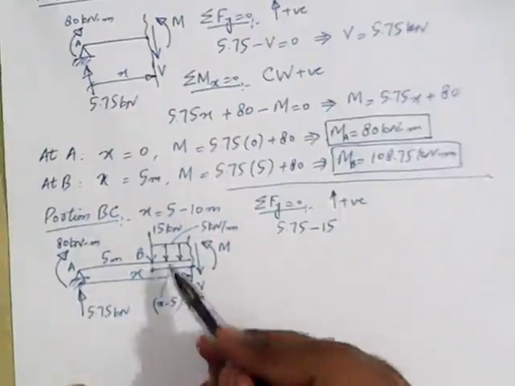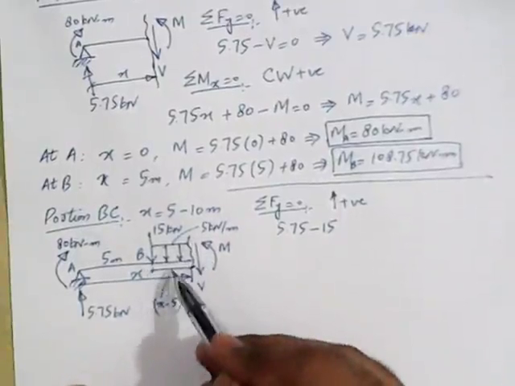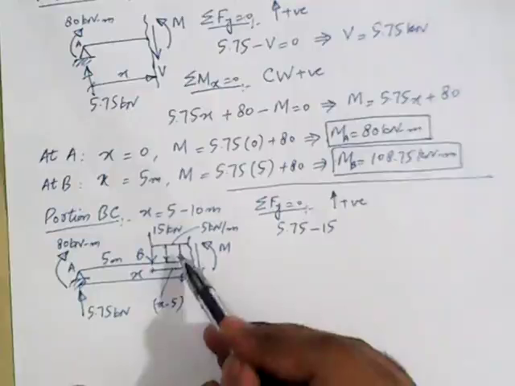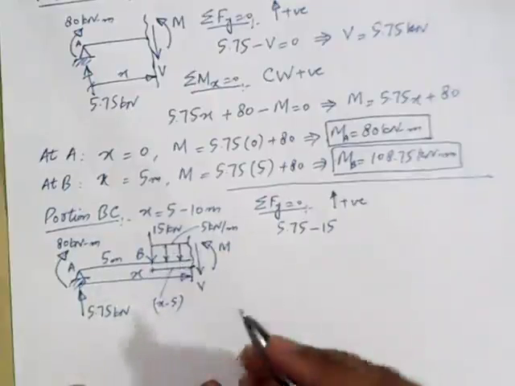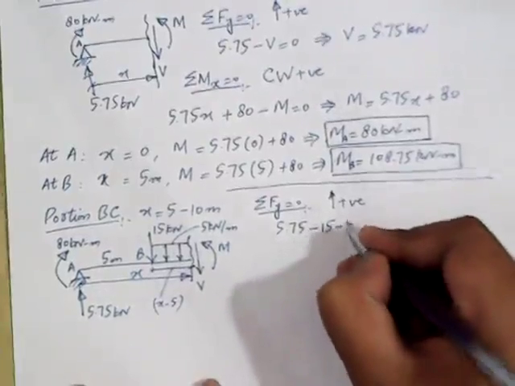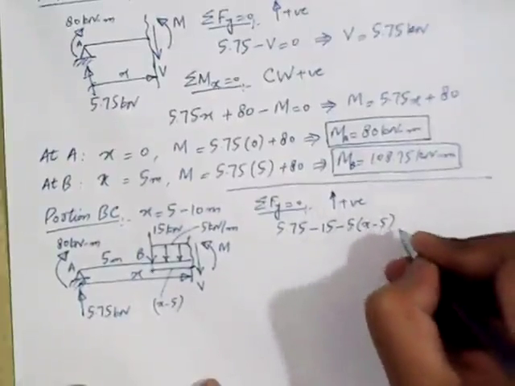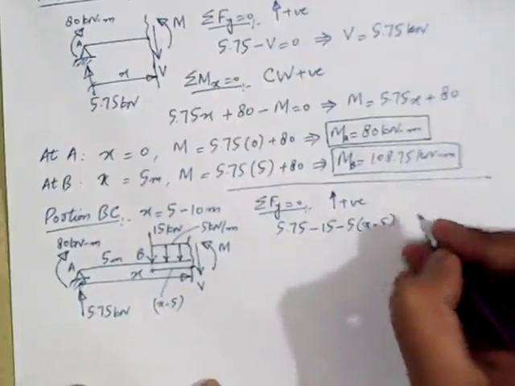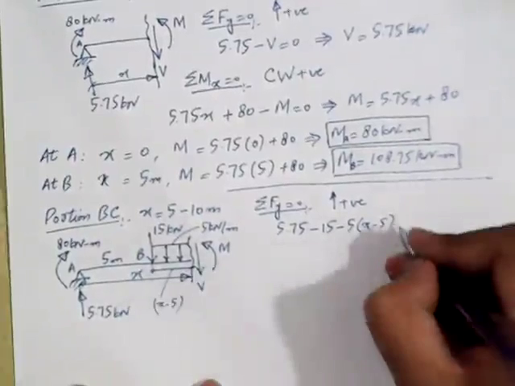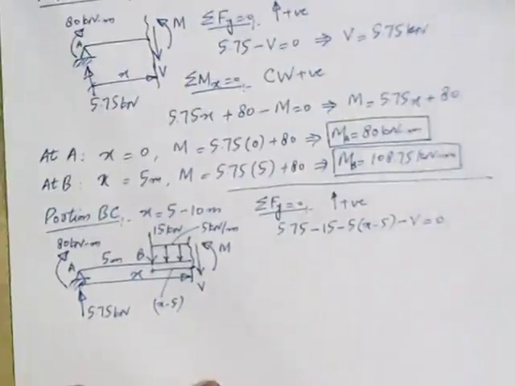Okay. So the portion of UDL present on the left side of the section, the length of that portion is x minus 5, and the intensity of UDL is 5 kilonewton per meter. It's acting in the downward direction, so we take it as negative. 5 is the intensity, and the distance is x minus 5. And then we have this downward shear minus V, and this will be equal to 0. So this completes the equation for shear force for portion BC.